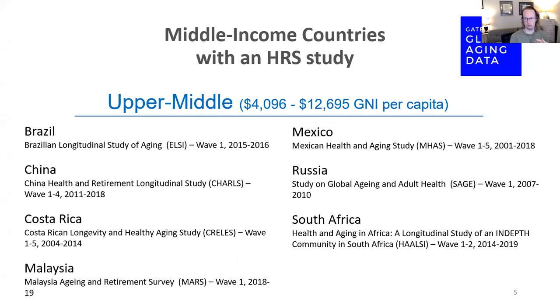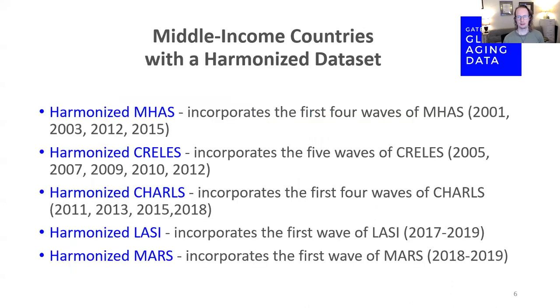The one preface I will say about HAALSI is that HAALSI is not a population representative sample. So it focuses on 1 community, and it is a longitudinal study with HRS type style questions, but it is in 1 community, as you can see from the name, that's in the country of South Africa. It is not representative of the entire aging population of South Africa. So that's kind of just a broad overview of what are the middle income countries which are covered.